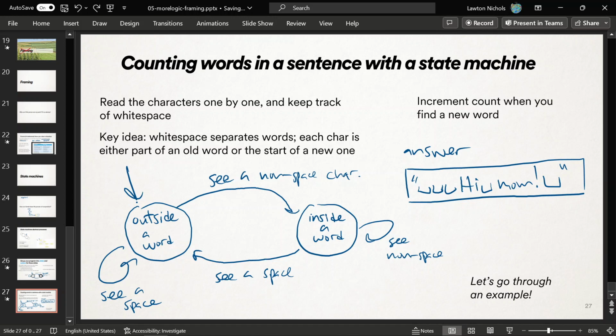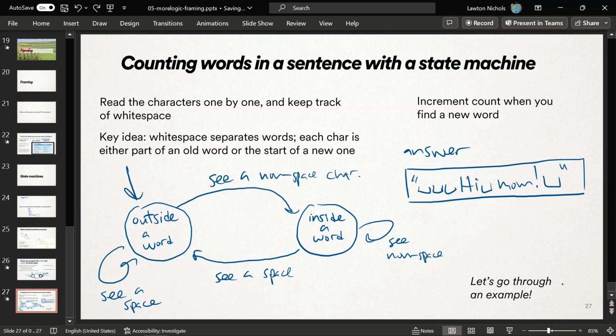Okay? And you see how you could transition as you read things. You could be like, all right, I start outside a word, I see a space. Or sorry, I'm still outside a word because I just saw a space character. And then I see another space, still outside a word. See another space, still outside a word. See a non-space character, now I'm inside a word. See the I, I'm still inside a word. I hope you kind of see that working.